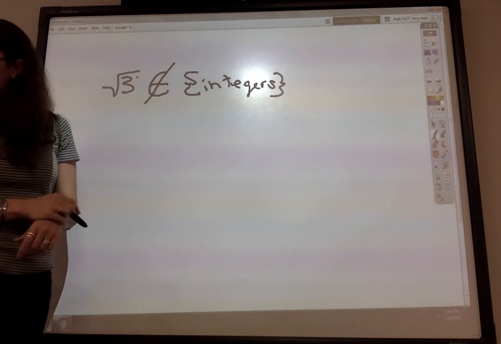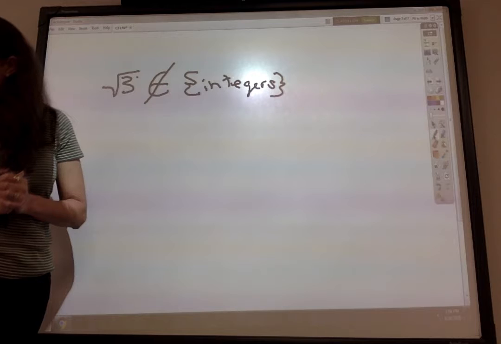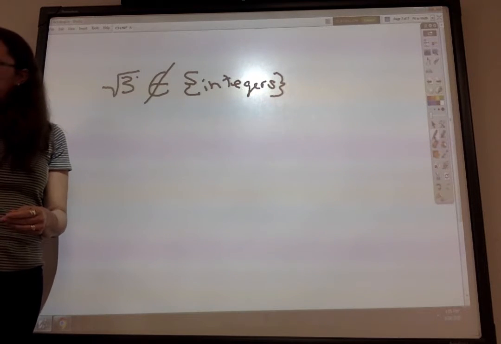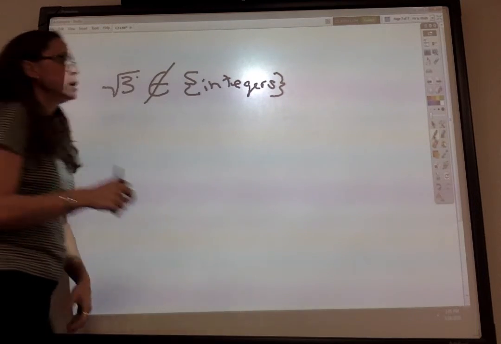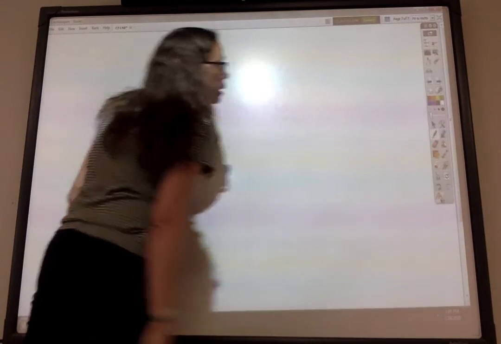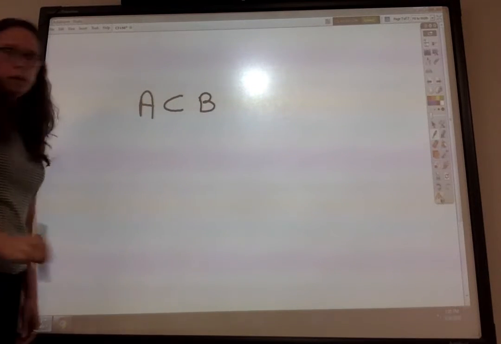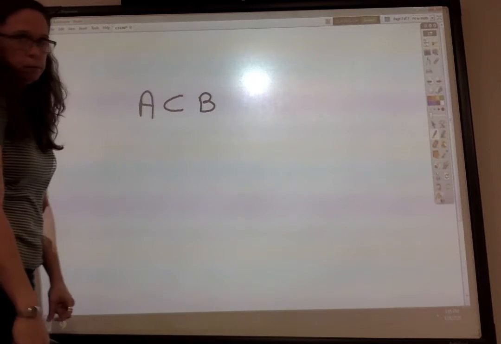Okay? Now, let's go to D. Use the subset symbol to show the relationship between A and B. So on D, if A is the set of triangles and B is the set of polygons, you should have said that A is a subset of B because all triangles are polygons.